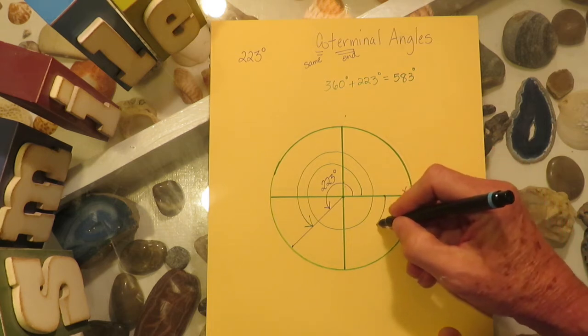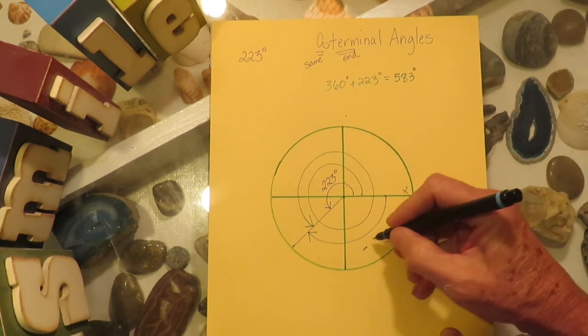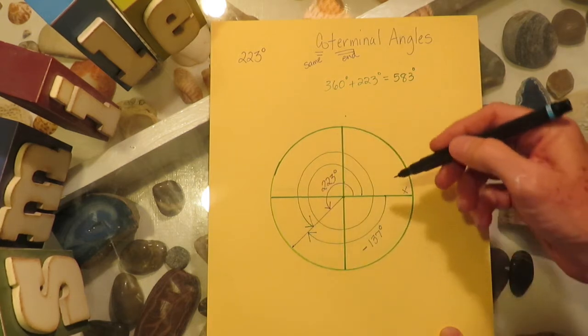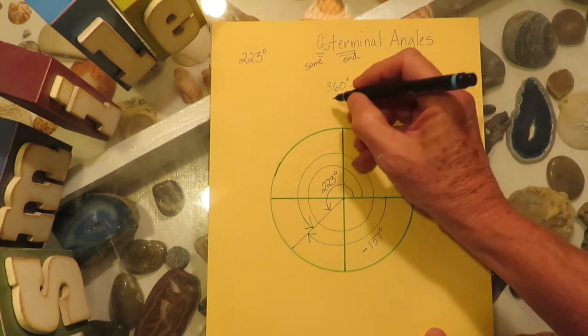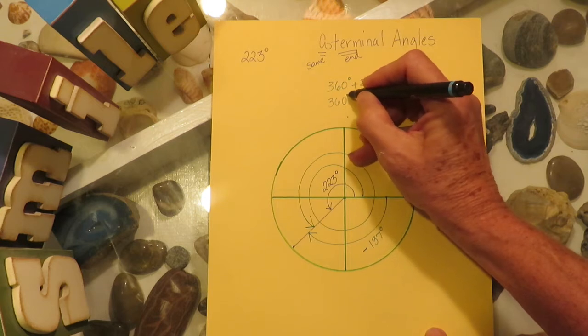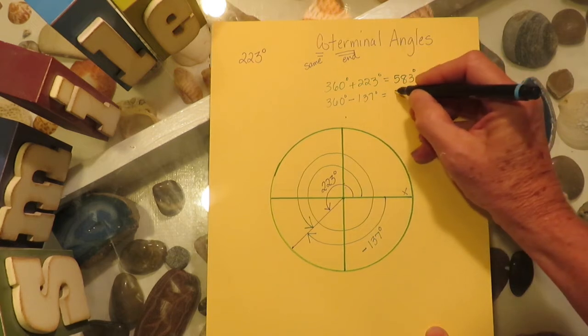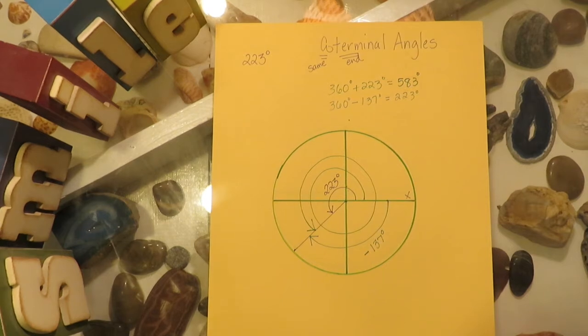So if I rotate from the positive x-axis backwards, or in a negative direction, and I went 137 degrees but negative, that angle would also terminate at the same ray. So notice 360 degrees minus 137 degrees equals 223 degrees. So 223, negative 137, and 583 are all coterminal.